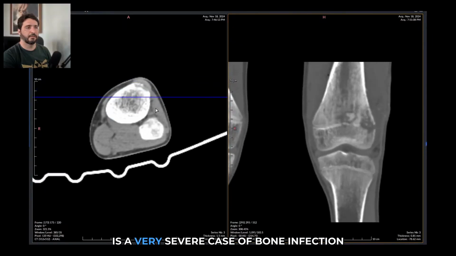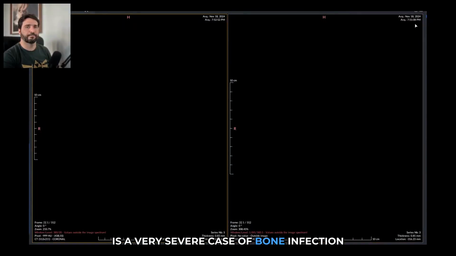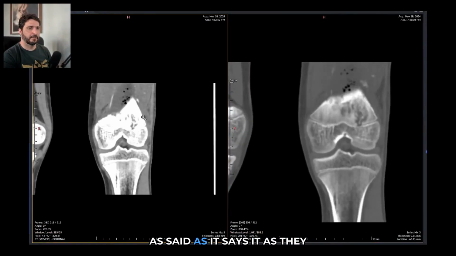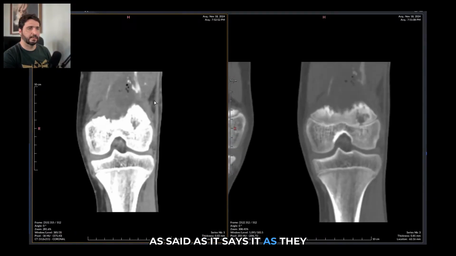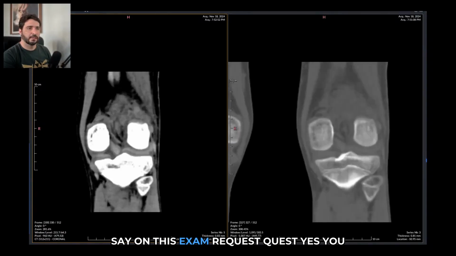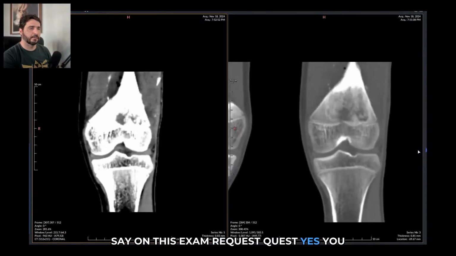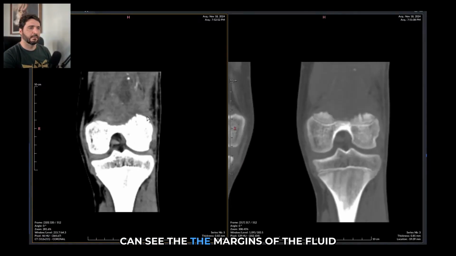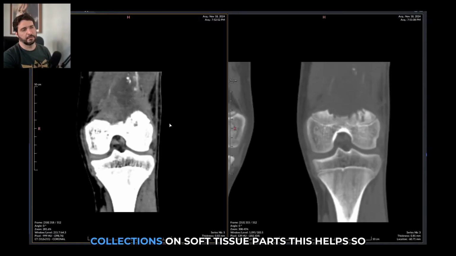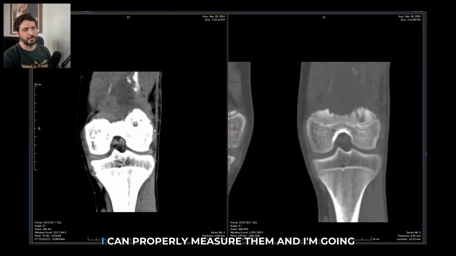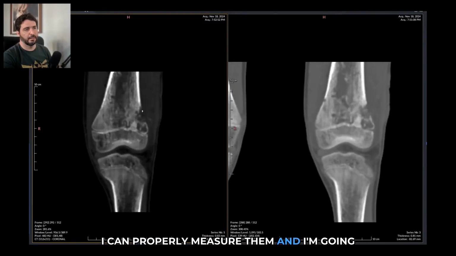So this is a very severe case of bone infection, as it says, as they say on this exam request. Yes, you can see the margins of the fluid collections in the soft tissue parts. This helps, so I can properly measure them.